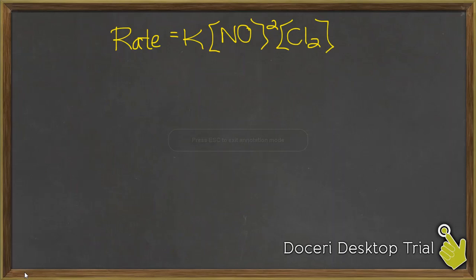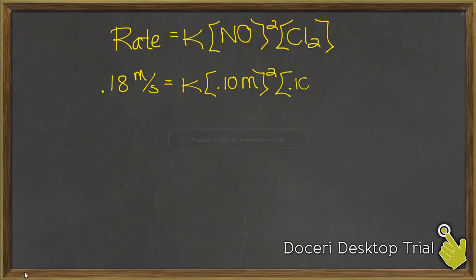I'm going to pick the data from line number 1 and I'm literally just going to plug it into its positions. So the rate on line number 1 was 0.18 molarity per second. I don't know what the rate constant is. That's what we're going to find. That's the molarity for nitrogen monoxide. Let's make sure to square it. And this is the molarity for chlorine. Go through, you do the math, and this is what the rate constant comes out to equal.